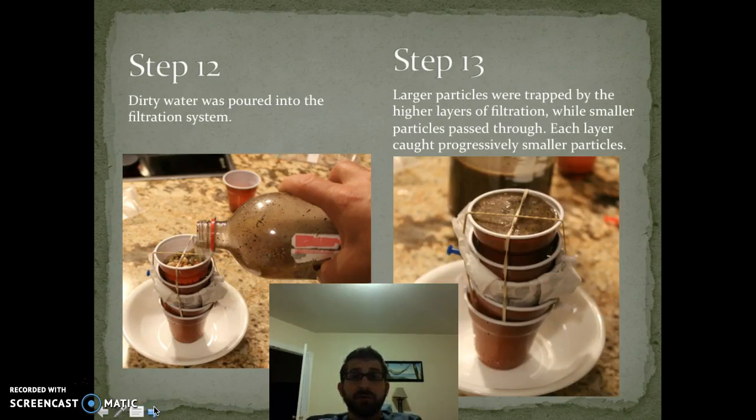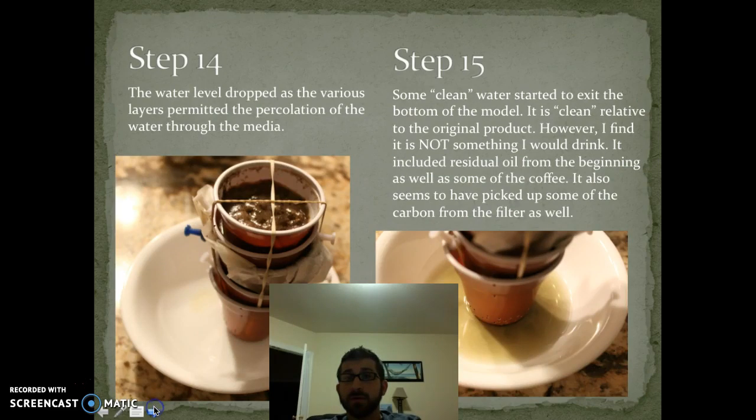I then started to fill, and larger particles were trapped as planned at the very top. On the left here of step 14, you can see that the water level has now dropped and the material is sticking up at the top. And in step 15, some clean water, it's not too clean, is making its way out. And if you look closely, you can actually see some of the carbon is coming out as well. I kind of thought this was going to happen. It happened in my lab in the past, and it's hard to get rid of. If anybody has any ideas, I'd be interested in hearing about them.